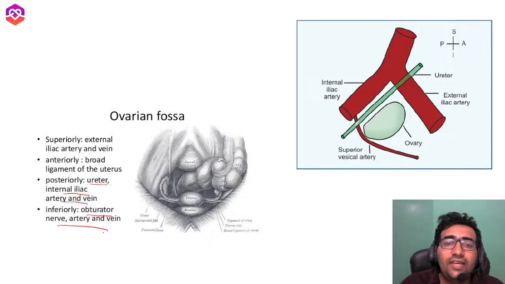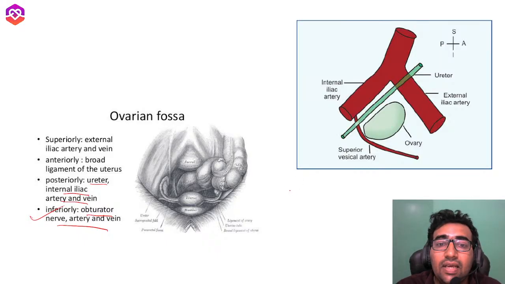So inferior, this is important. Inferior to the ovary there are obturator vessels and nerves. So when ovarian carcinoma or anything like that happens, this obturator nerve gets irritated. That pain may be radiated into knee pain. So ovarian carcinoma can present as knee pain because of radiation of pain.